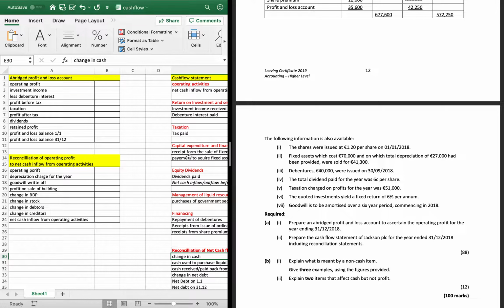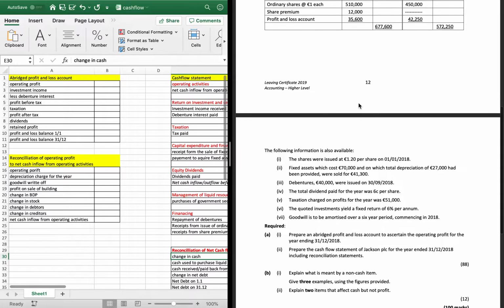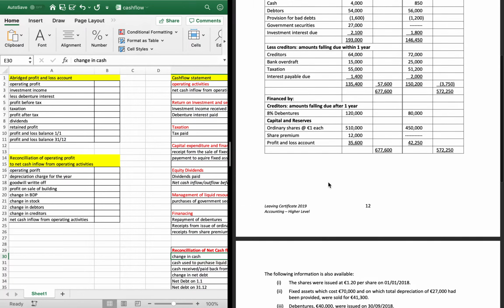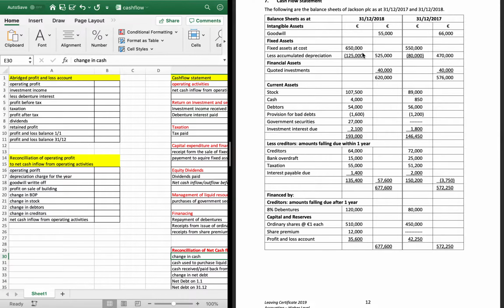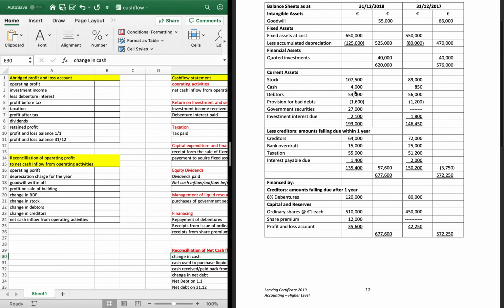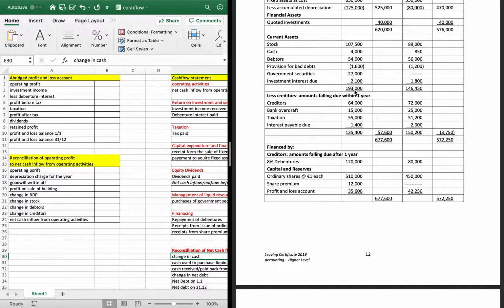With these, what I need to do is look at these workings here. What you're given is two balance sheets: the balance sheet from last year and the balance sheet from this year, and basically cash flow statements are comparisons between the two. They look at movements in fixed assets, current assets, and so on. You can see, for instance, that fixed assets have gone from 550 up to 650, and we'll see what impact that has on cash. Stock has gone from 89 up to 107,500. We can check what impact that has on cash, and so on.